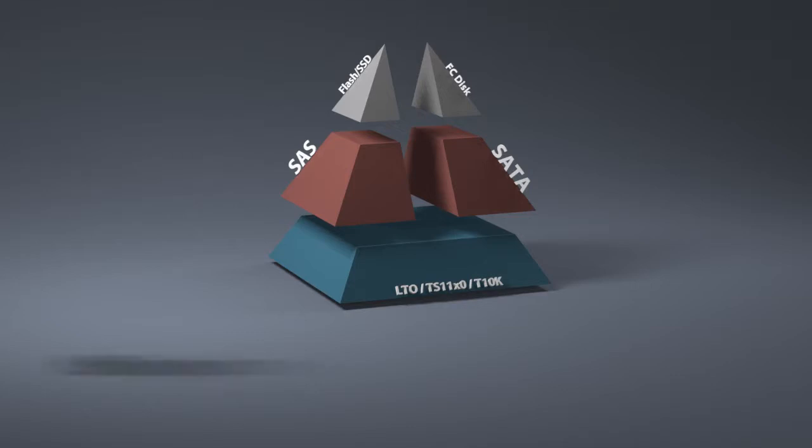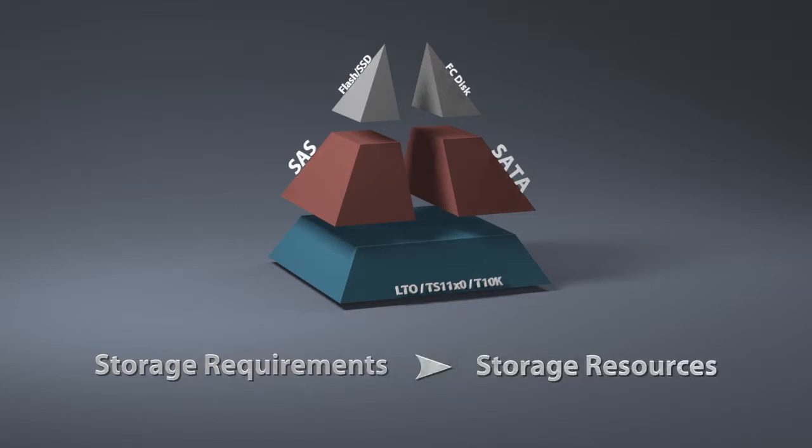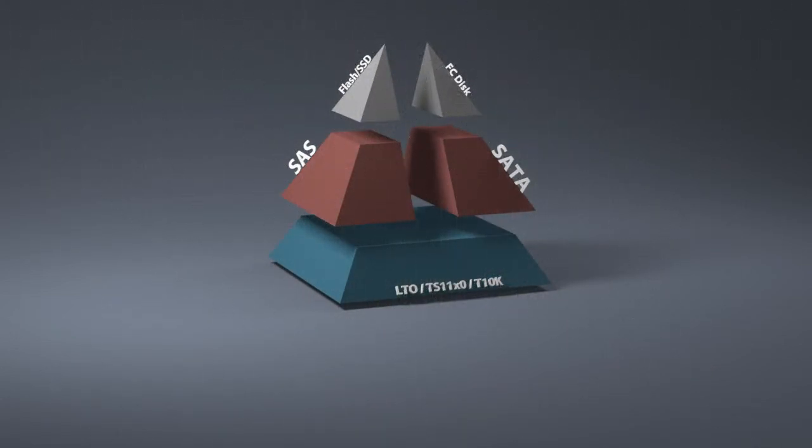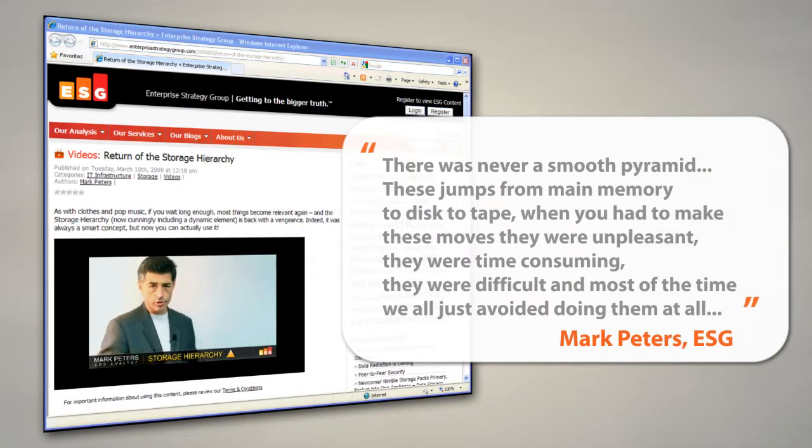We want to match storage requirements to storage resources, so it seems this pyramid would make that easy. But the truth of the matter is, it's been a very complex and sometimes impossible task for IT professionals. According to Mark Peters of Enterprise Strategy Group, this pyramid has never actually existed.